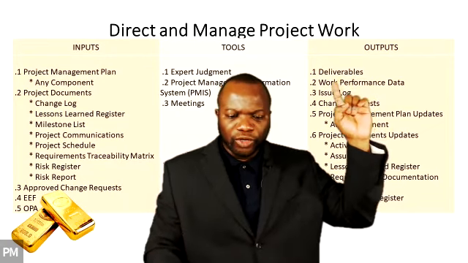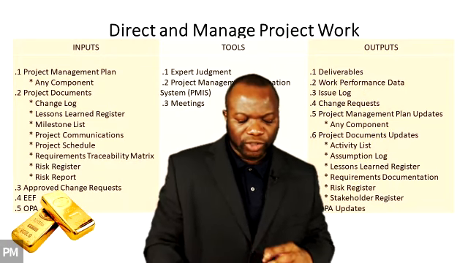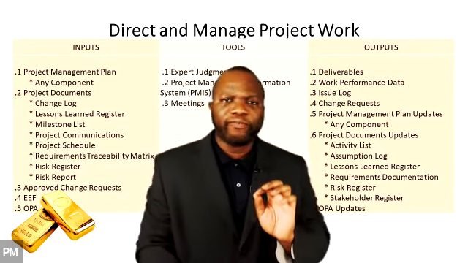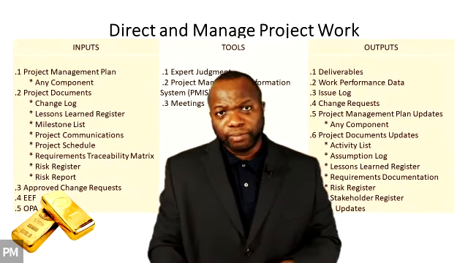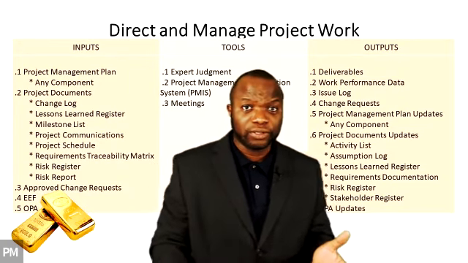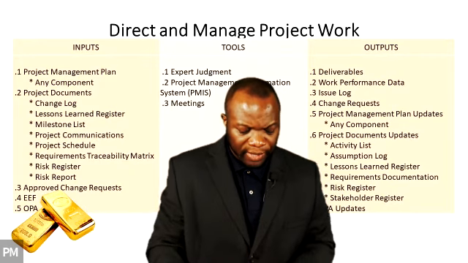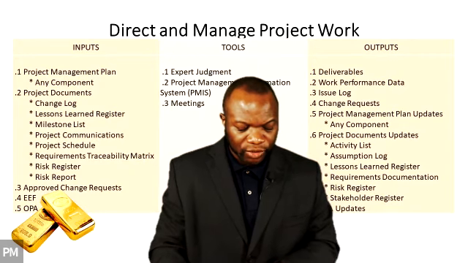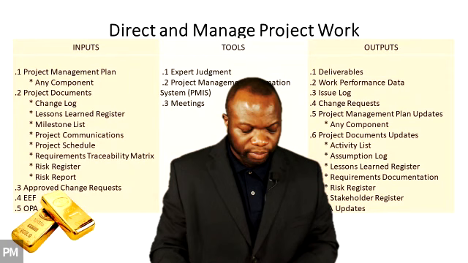Deliverables: any unique, verifiable product, result, or capability to perform a service. So that means when you have been enabled to perform a service, that could be a project. The project could be to enable the organization to perform a service. Think about that. It says it is required to be produced to complete a process, phase, or project. Deliverables are typically the outcomes of the project and can include components of the project management plan.